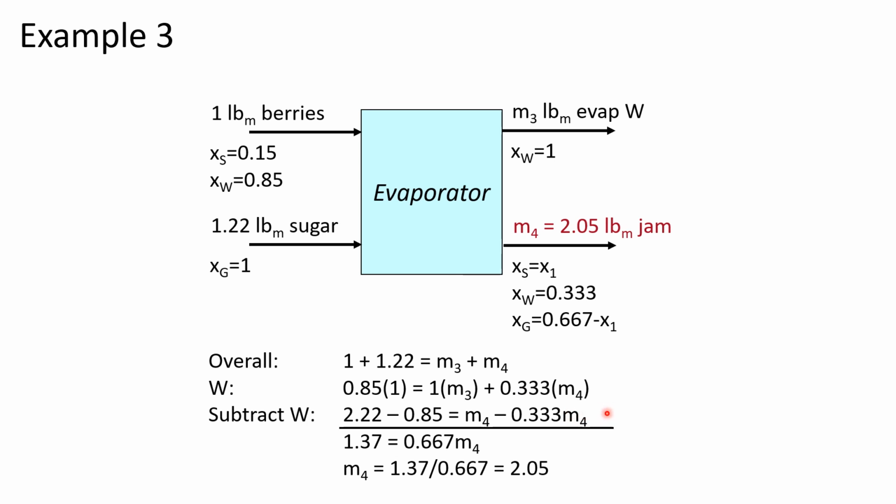And after I've done then the subtraction of the water balance from the overall balance, I end up with this equation, which is an algebraic equation that we can solve for M4. And if you follow the steps here, you end up with M4 being equal to 2.05.